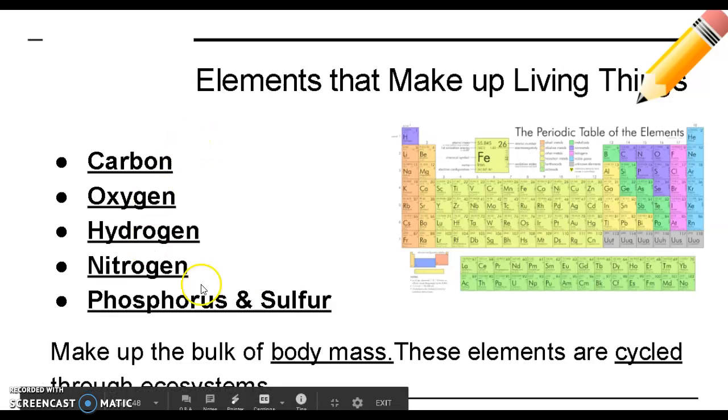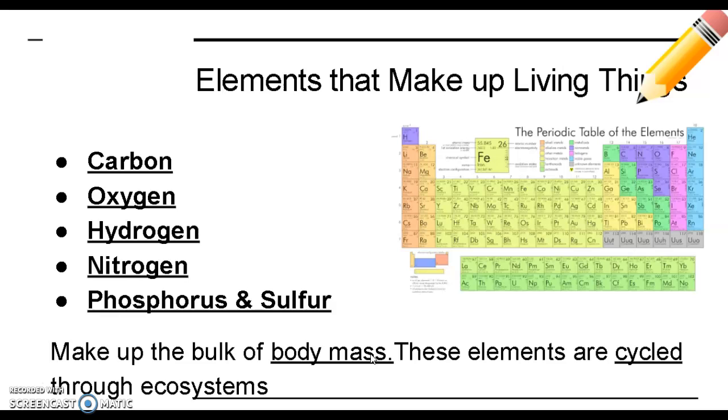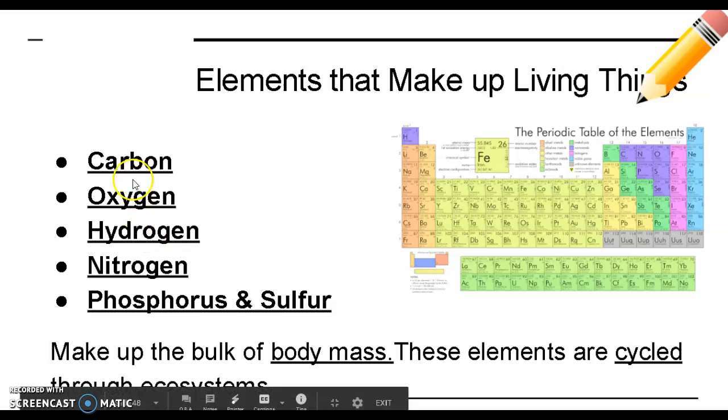These 6 elements make up the bulk of our body mass. So all of the molecules in our body are made of mostly these 6 elements. And these elements are cycled through ecosystems. And we're going to talk mostly about carbon and nitrogen in this. There is a phosphorus and sulfur cycle. There's a water cycle and oxygen cycle, but our main focuses are going to be on the carbon cycle and the nitrogen cycle.